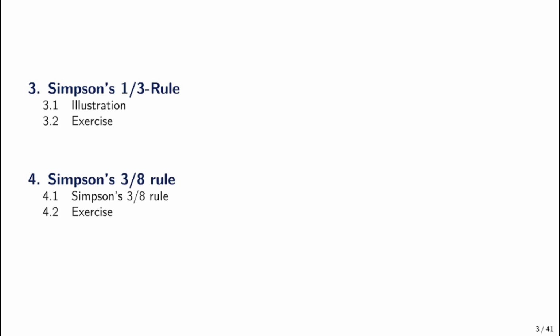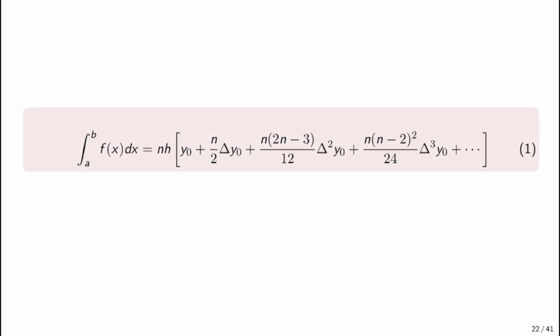Now let us quickly recall what the general formula and the trapezoidal rule were. The general formula of integration says that the integral from a to b of f of x dx will be nh times y naught plus n by 2 del y naught plus n into n minus 3 by 12 del square y naught and so on.